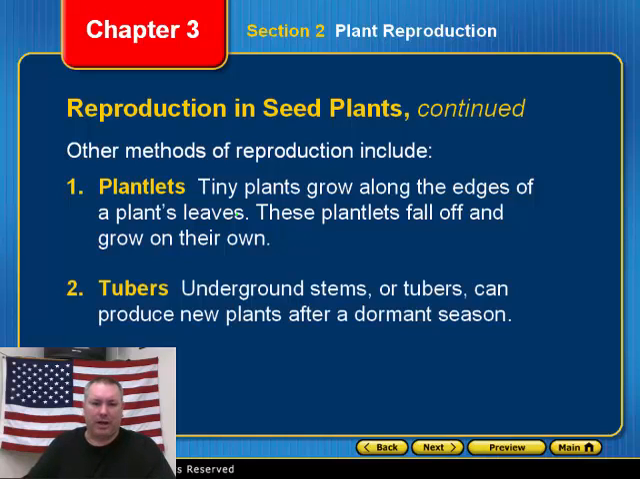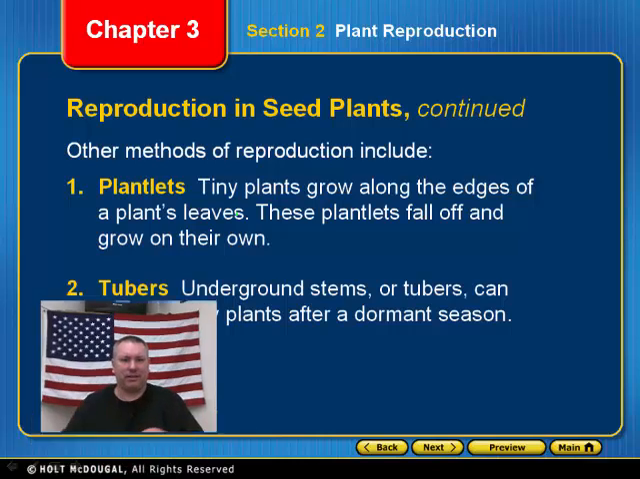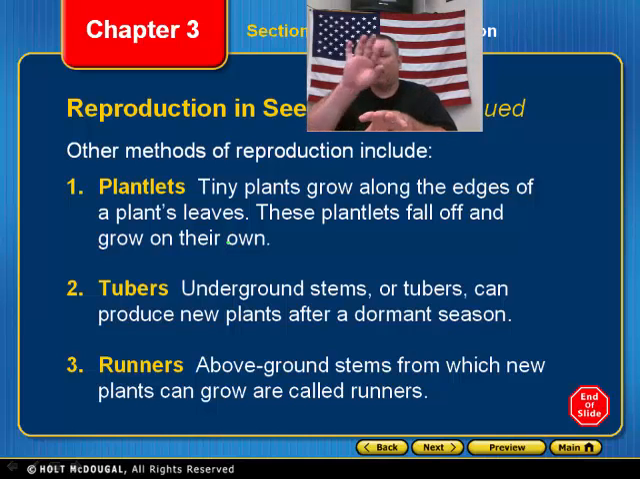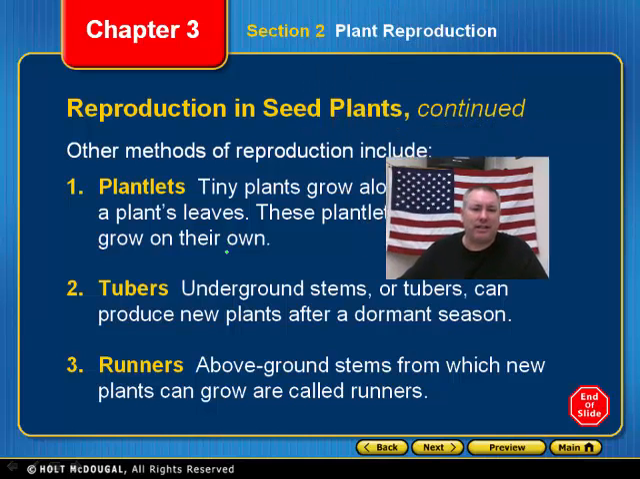Another example is the tuber. An underground tuber or stems can produce new plants after a dormant season. So these tubers actually grow and then they grow new plants. All right. And lastly would be our runners, and these are above ground stems which new plants grow from. All right, these are like strawberries or runners and stuff like that because new plants keep growing off of those other ones.